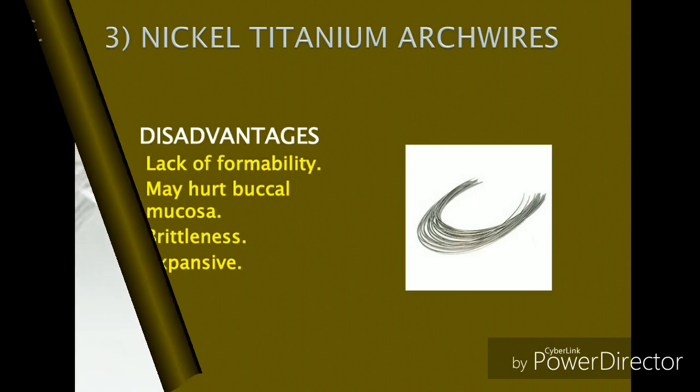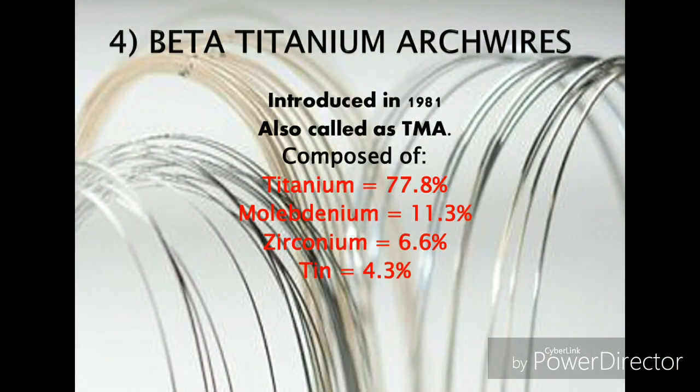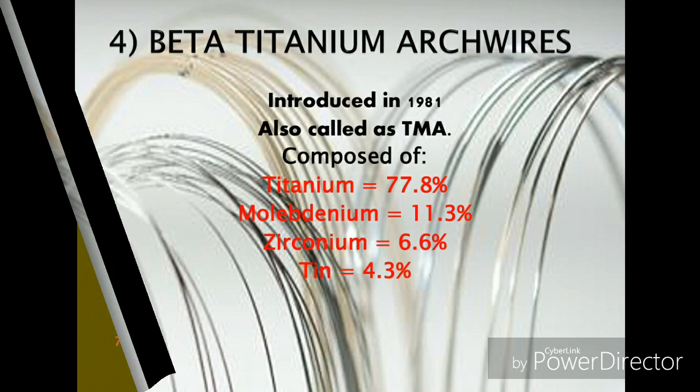The beta titanium arch wires, which are also called titanium molybdenum alloy wires, were introduced in orthodontics in 1981. Talking about the composition, titanium and molybdenum are the major elements, whereas zirconium and tin are the minor additions in the composition of TMA.